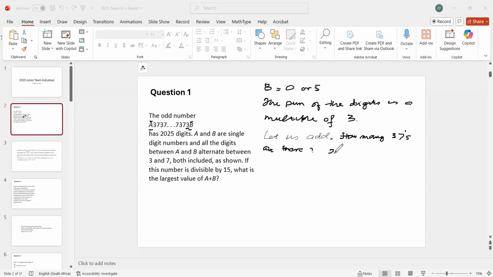So you've got 2025 numbers altogether. You have to remove 3 from there, and that will give you the number of 37s, but you have to divide that by 2 because 37 consists of 2 digits. If you work it out, you get 1011. So there are 1011 such numbers, and we're adding the digits. 3 plus 7 is 10.